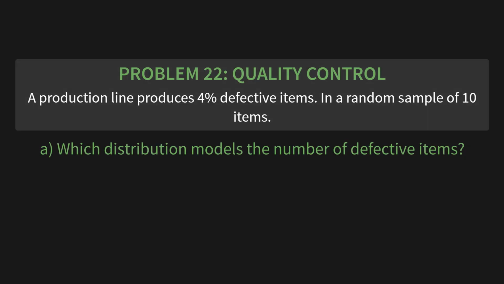Next up, problem 22, quality control. A production line produces 4% defective items. We take a random sample of 10 items. Part A, which distribution models the number of defective items? Let's see, we have a fixed number of trials and only 2 outcomes, defective or not. That's right, it's the binomial distribution.